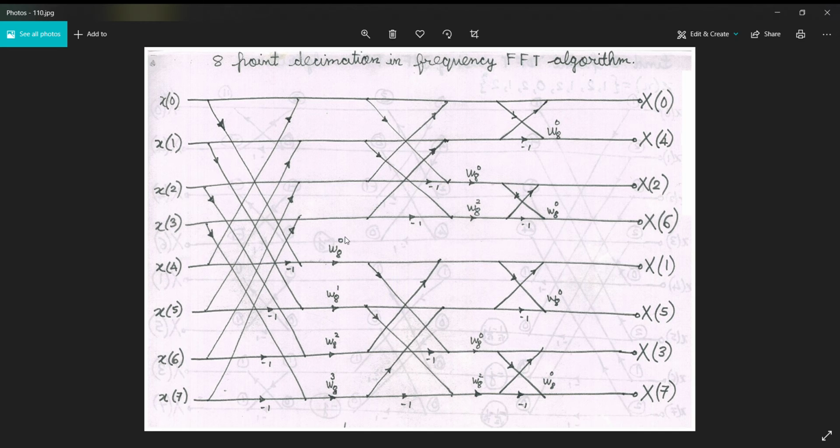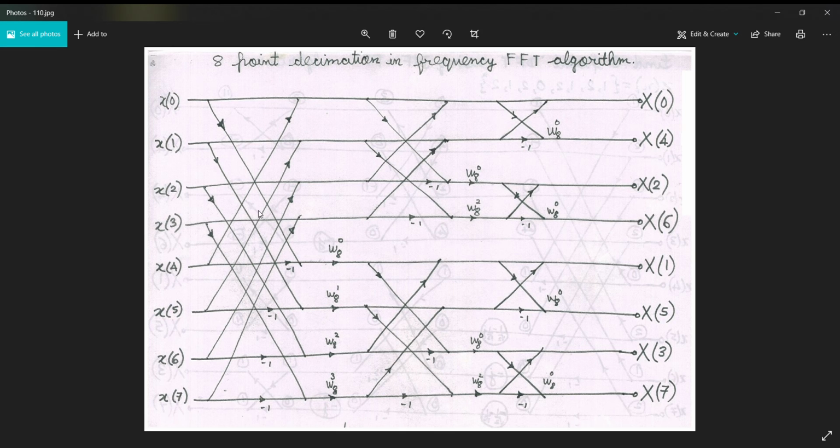twiddle factors. There you remember that at stage 1 there was W8 raised to 0 on every alternate line, which has come again along with this small 2-point calculation here. So this W8 raised to 0 on every alternate line, which you are observing here on the right side in DIF, was actually at this position on every alternate line in DIT. So that is the difference.